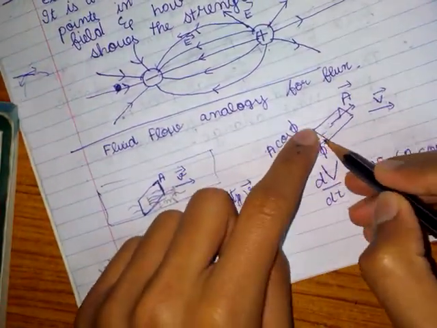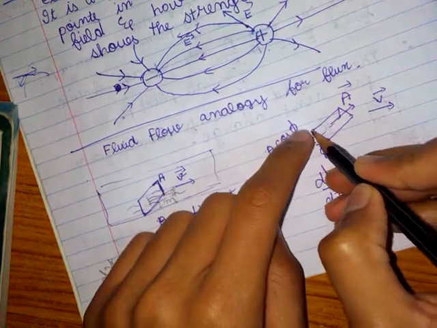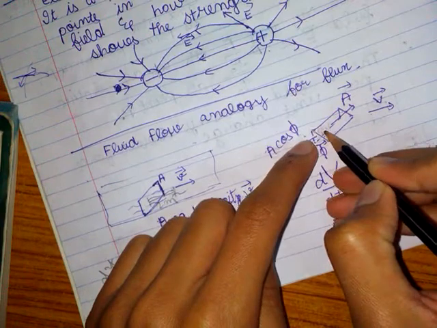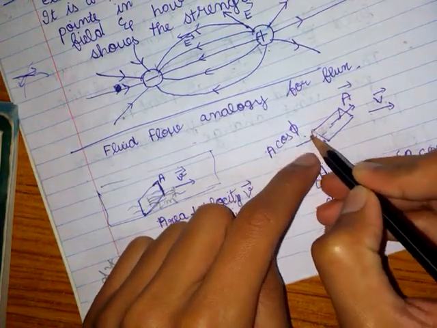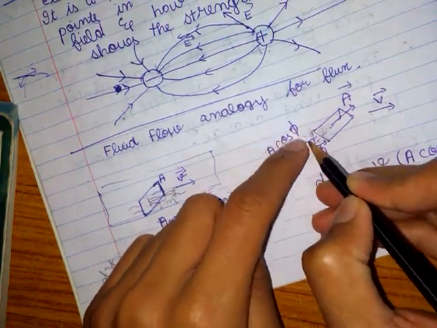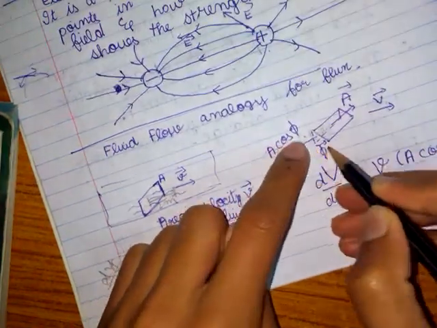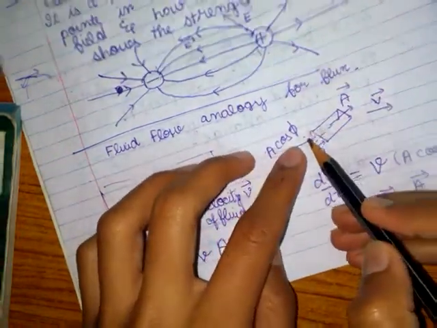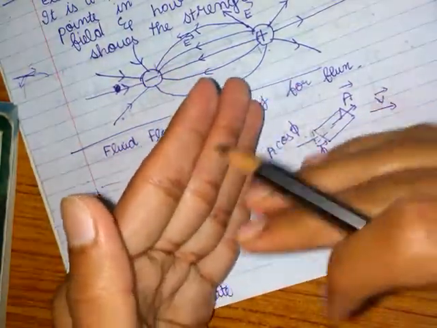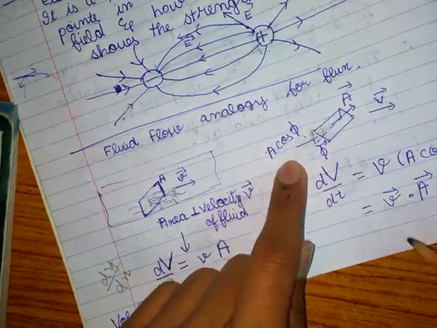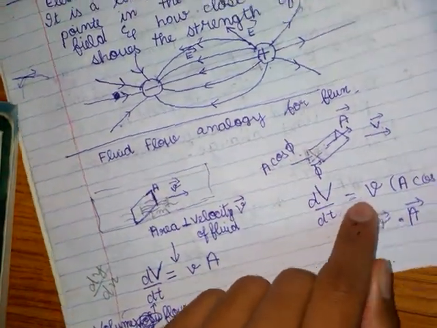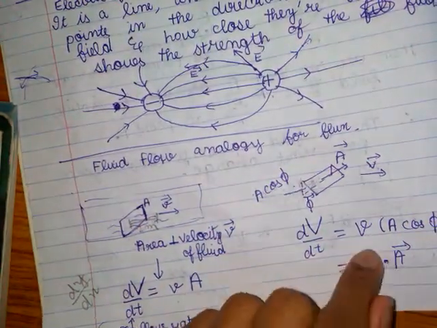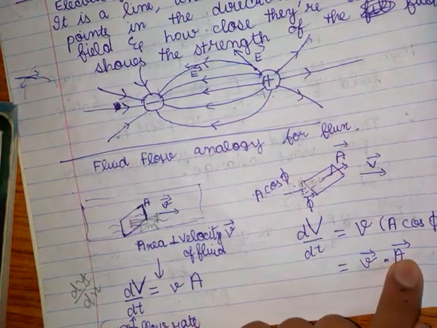Consider this area. Suppose this length is small a, and this angle is phi, then this length will be a cos phi, as I explained earlier. Then we can do the same for area. If this full area is A, then this area, which is perpendicular to the velocity, will be A cos phi. Therefore the volume flow rate will be the velocity times this perpendicular area, A cos phi. Okay, and that we represent by v dot A.